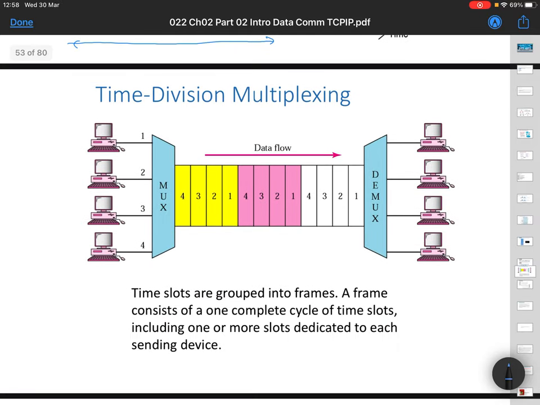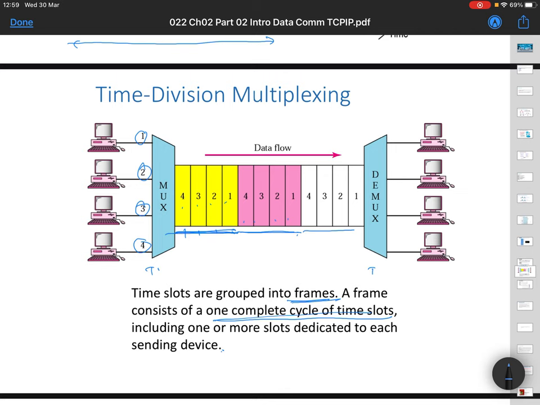Okay, so for time division multiplexing, time slots are grouped into frames. A frame consists of one complete cycle of time slot. In this case, 4. Okay, including one or more slots dedicated to each sending device. So in this example, you can see we have 4 devices sending the signal from transmitter to receiver. So here in the multiplexer, the signal is multiplexed into frame of 4 time slots. Okay, 1, 2, 3, 4, and then another frame, 1, 2, 3, 4, and so on and so forth.